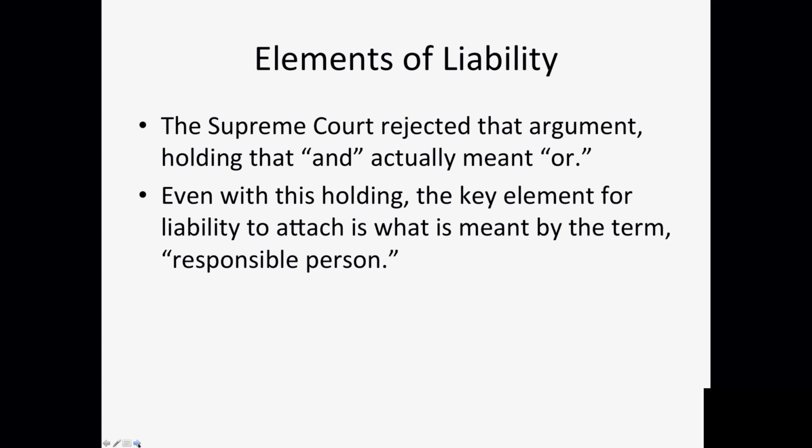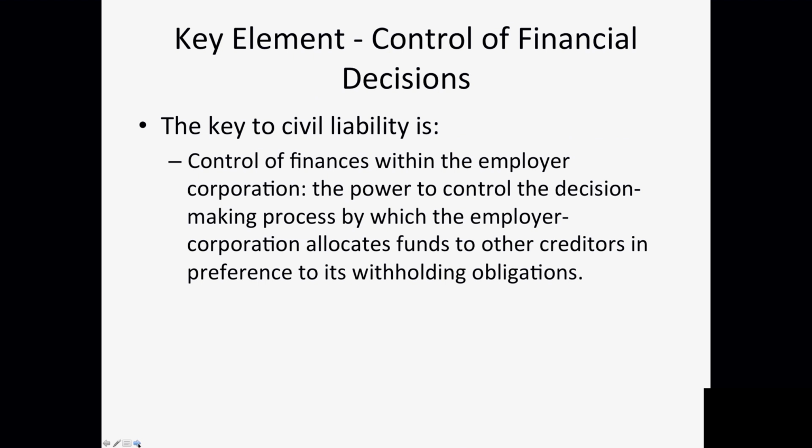Even with this holding, the key element for liability to attach is that label, responsible person. The key to civil liability is control of finances within the employer corporation. So, the power to control the decision-making process by which the employer corporation allocates funds to other creditors in preference to its withholding obligations.